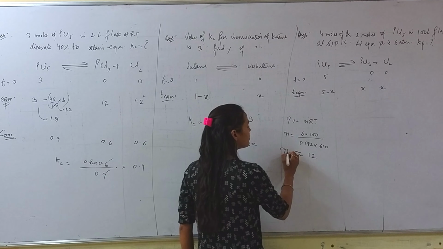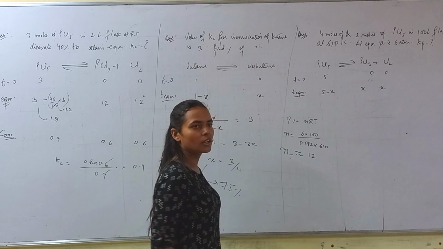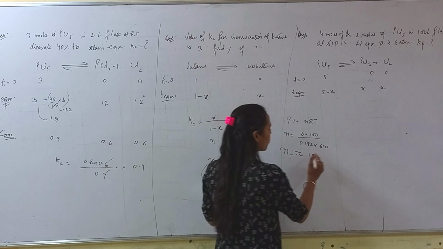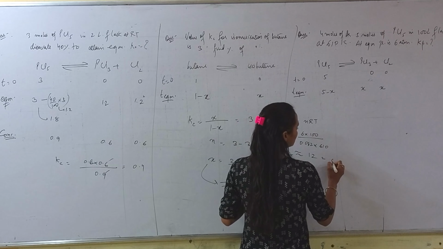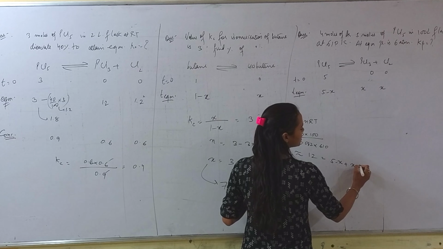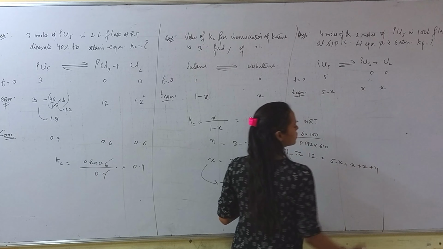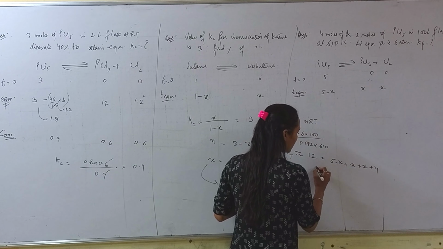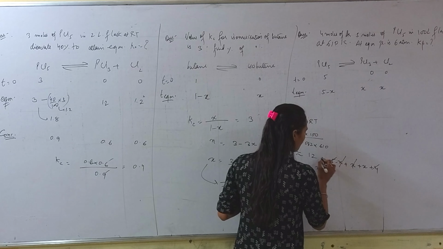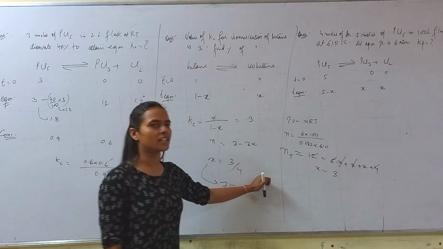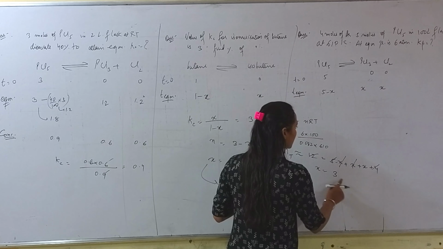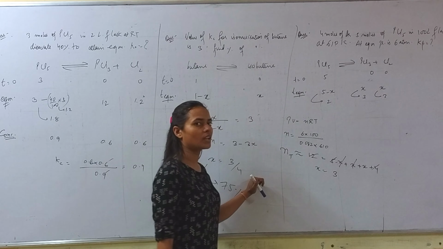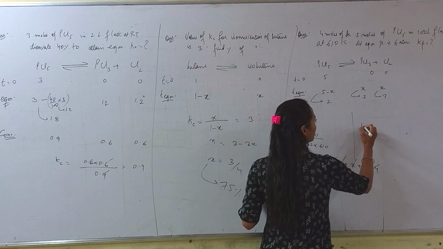But this 12 is the total number of moles of gases present in the container at equilibrium. So at equilibrium, PCl5 is present, PCl3 is present, chlorine is present, and 4 moles of argon is present. This is the total number of moles. From here, I get the value of x, and x will be 3. So this will come out to be 2, this will be 3, and this will be 3. They are asking us the value of Kp.